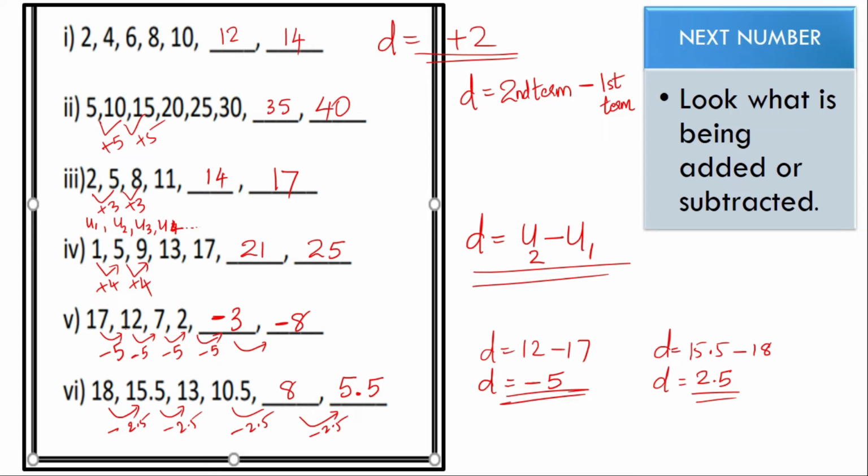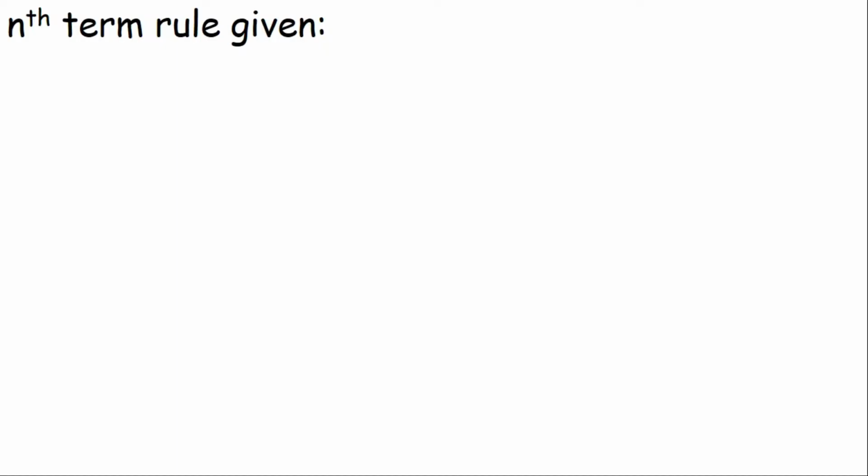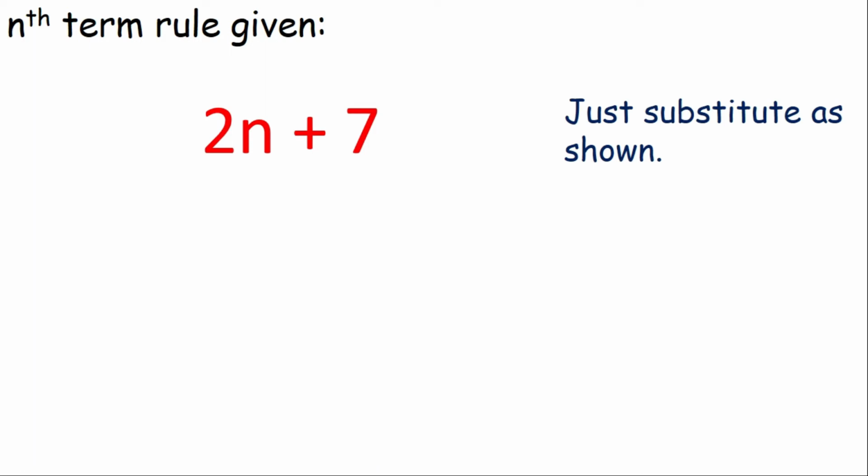Going on to the next topic. Now here the n-term rule will be given to you, for example, 2n plus 7. In this case, if you're asked to find the first term, you just substitute as shown. In place of n, for the first term, n is going to be 1. You can see that n is getting replaced by 1, and you get the answer, which is the first term, 9, from 2 plus 7.